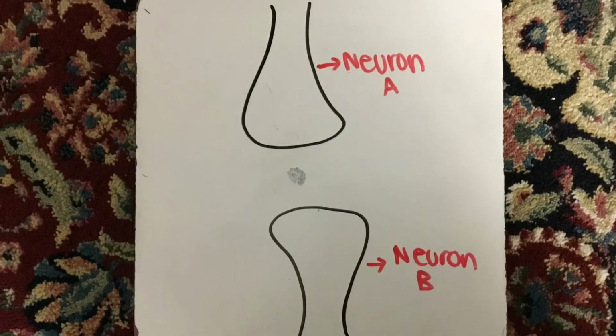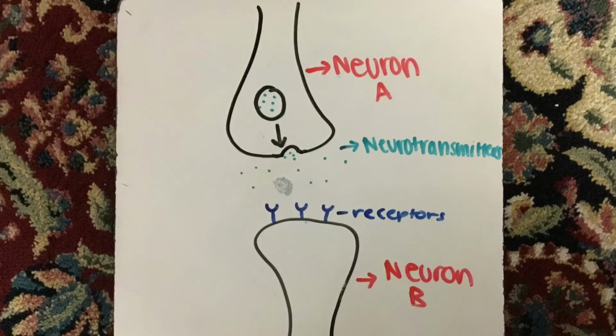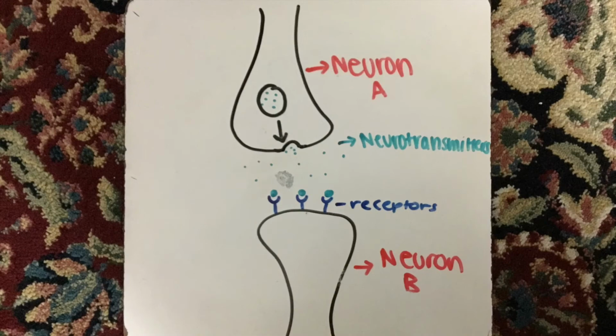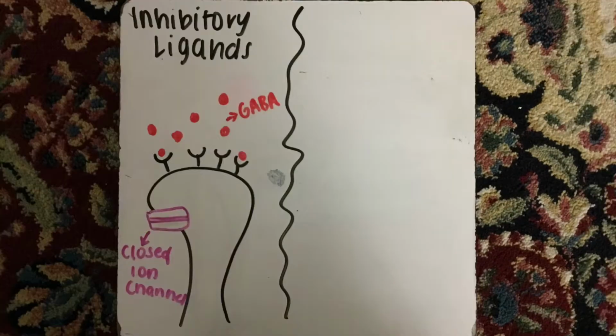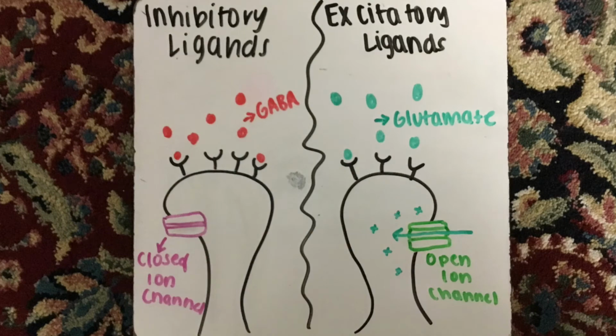Picture two neurons and their parts. The process begins at the axon terminal buds of neuron A. Neurotransmitters, or ligands, are released to the synaptic gap and bind to a receptor on neuron B. Excitatory signals tell the receptors to open up ion channels and relay electrical messages, while inhibitory signals do the opposite.